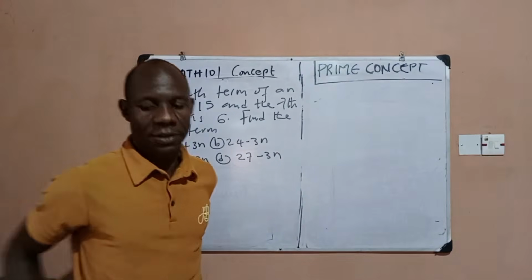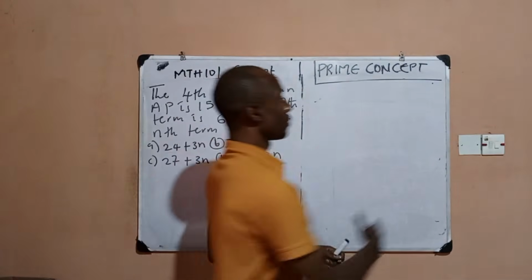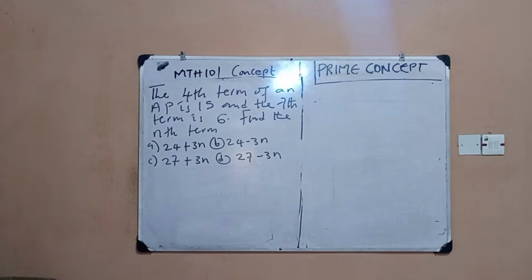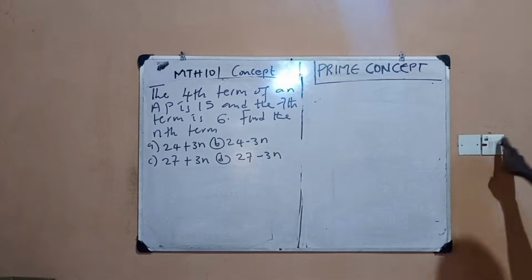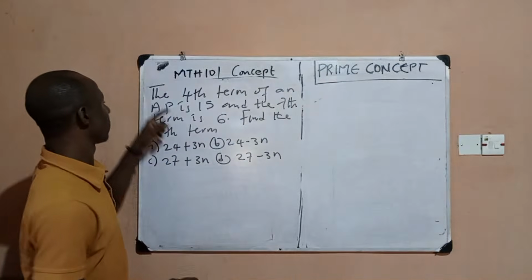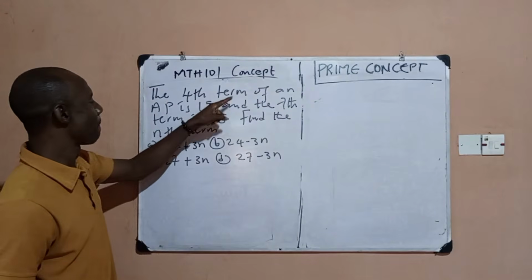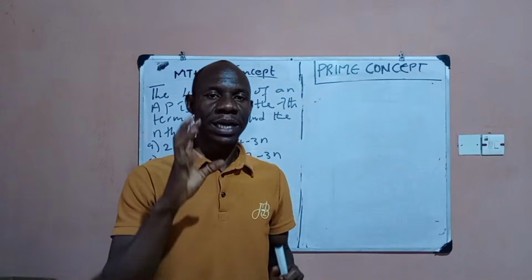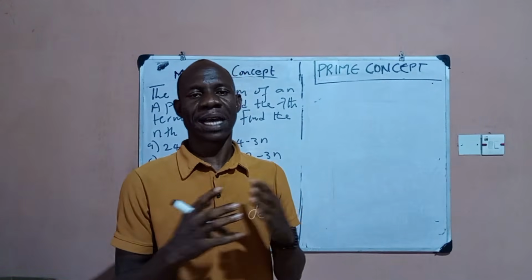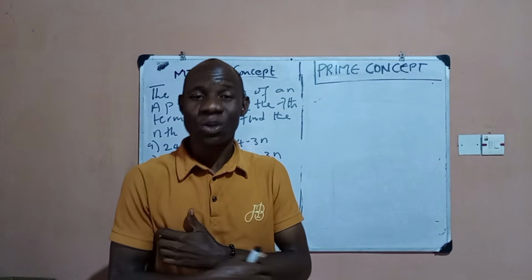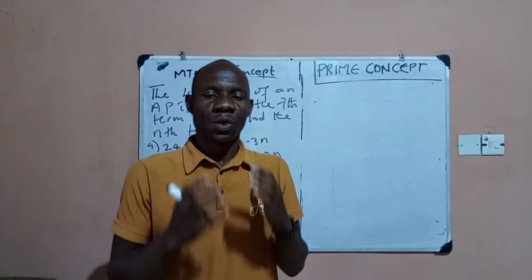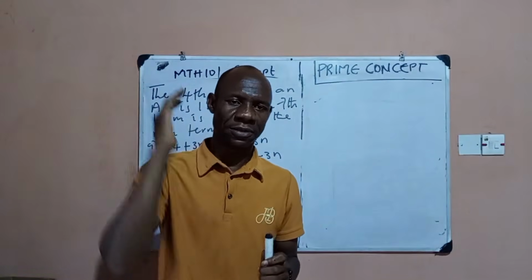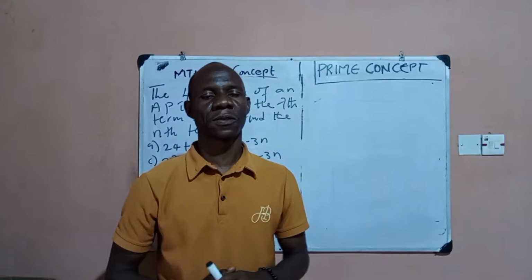So let me solve this. I believe you can see now. Let me solve this. Okay, let me solve now. Now they said the fourth term of an AP, I am going to summarize AP for you, right? Now AP is arithmetic progression. It is a sequence or a series where the difference between any successive terms is constant.